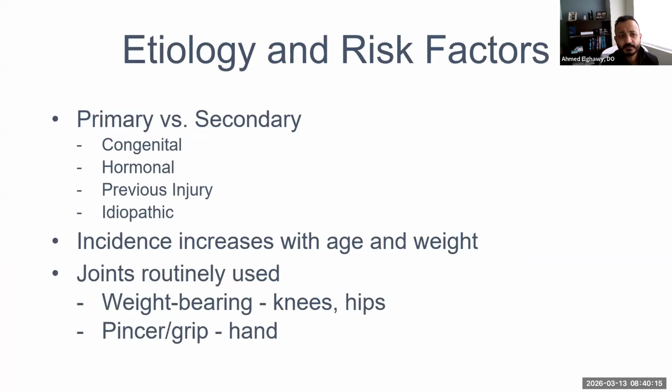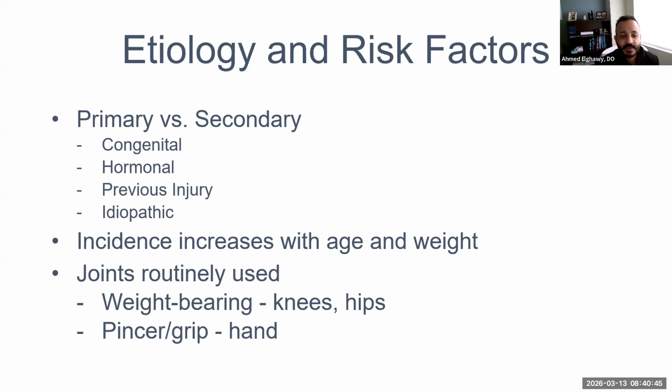And so the question is, is this primary or secondary? Primary is typically associated with age. It's just something that most of us will probably develop at some point as our cartilage just gets older and it becomes less thick. But you can also have secondary causes. You can have previous injuries. You can have hormonal changes. We see this a lot in older women post-menopause, where estrogen starts to decrease. You can also see this congenitally.